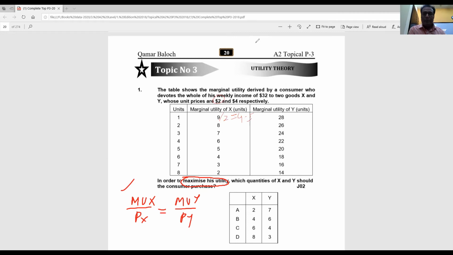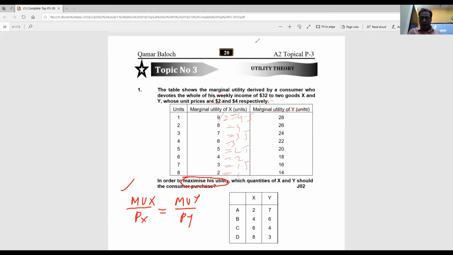8 divided by 2 is equal to 4, 7 divided by 2 is 3.5, and 6 divided by 2 is equal to 3, and 5 divided by 2 is equal to 2.5, and then 4 divided by 2 is equal to 2, 3 divided by 2 is equal to 1.5, and 2 divided by 2 is equal to 1. So now we have the values of marginal utility of X divided by price of X. And we need to find marginal utility of Y divided by price of Y as well.